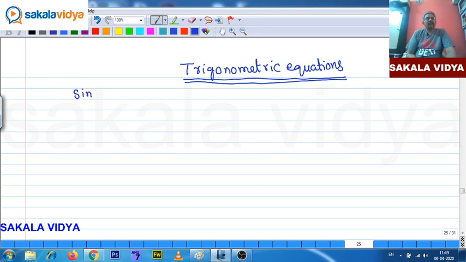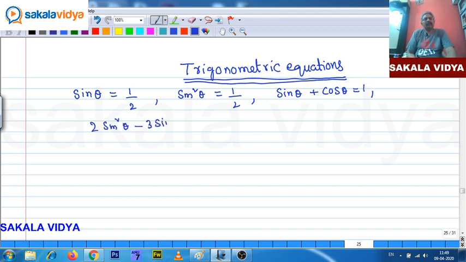Suppose sin theta is equal to 1 by 2, or sin square theta is equal to 1 by 2, or sin theta plus cos theta is equal to 1, or 2 sin square theta minus 3 sin theta plus 1 is equal to 0. So, these kind of equations are actually called trigonometric equations. That means, equations involving trigonometric functions of unknown angles.